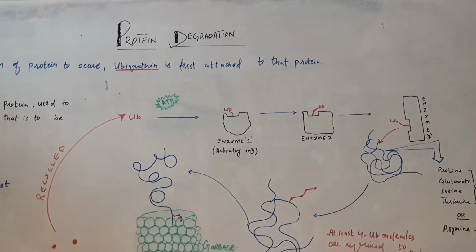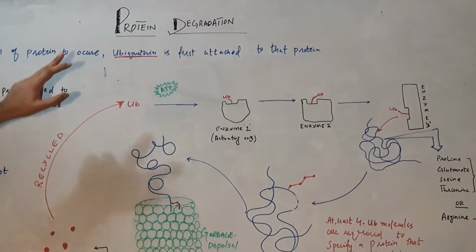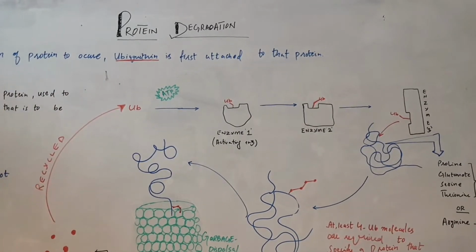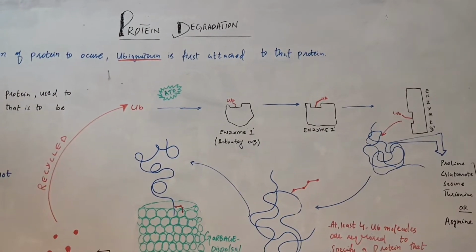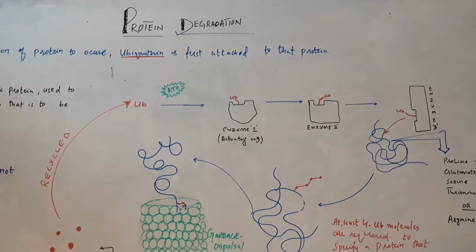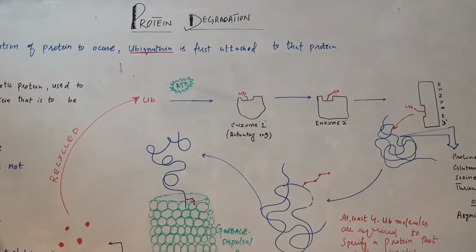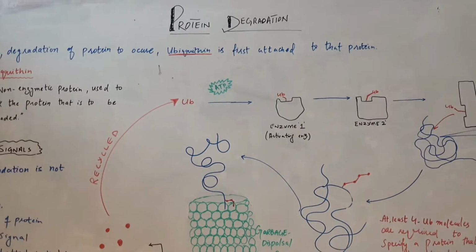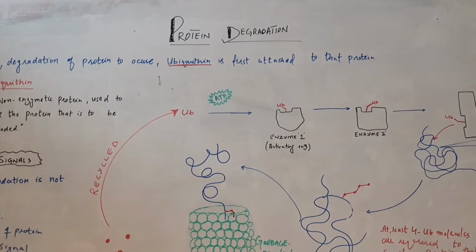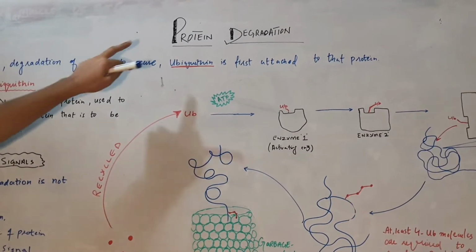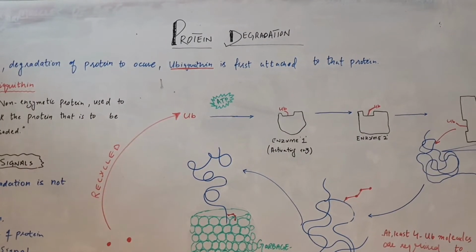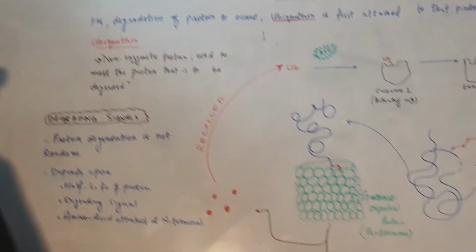Today we are going to discuss protein degradation. As you know, the human body is mainly composed of protein, and this protein is degraded and regenerated by a process. Now, the process by which the protein is degraded in the human body is discussed over here.